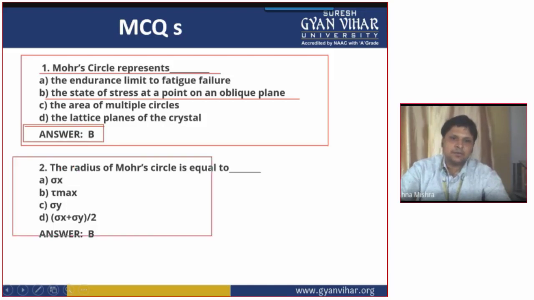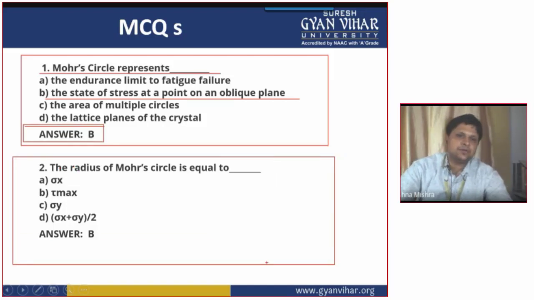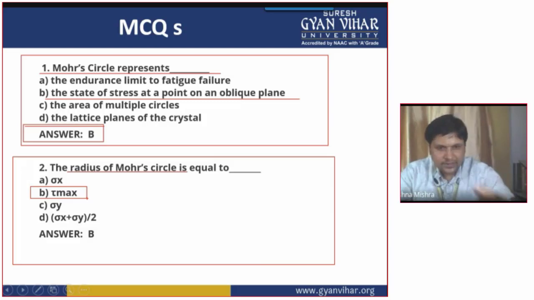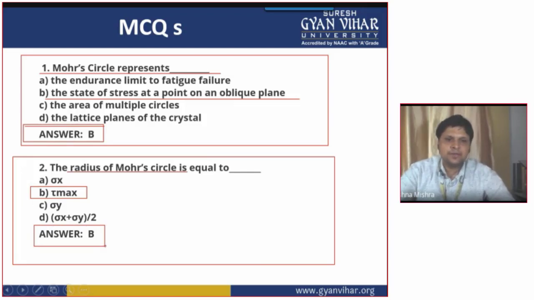Coming into the next multiple choice question number 2. The radius of Mohr circle is equal to, now the radius of Mohr circle, as I have told to you, gives you the maximum value of shear stress. Just now I have told to you before completing my video lecture, the radius of the Mohr circle gives you the value of maximum shear stress. So B is the correct option.